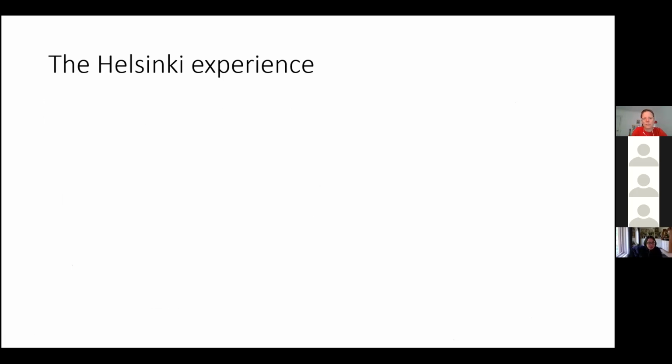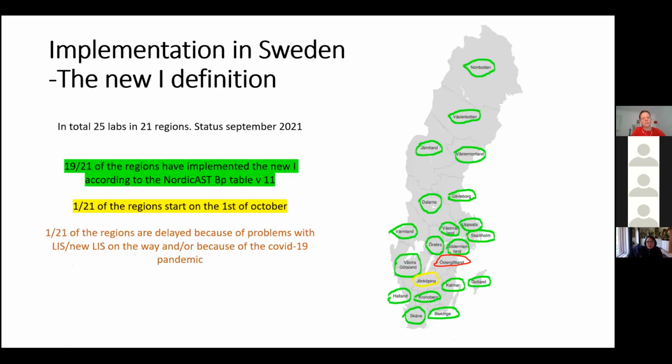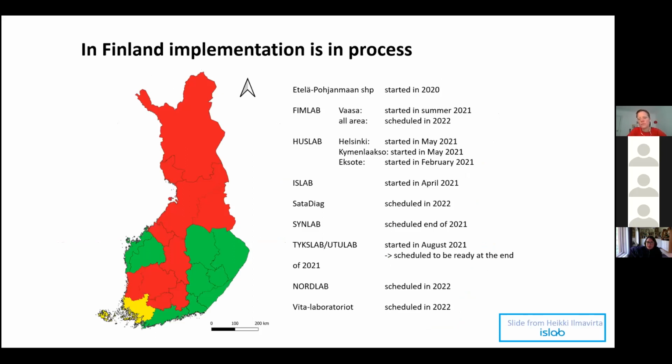So first of all, I would like to show you, Barbara, I think you have to change the slides. So I would like to show you this map of Sweden. As you can see, in Sweden, almost all the labs have already implemented the new I category. So there are only 2 labs that have not yet implemented it. So in the next slide, I have a map from Finland that Heikki Ilmavirta was doing, and there are probably some minor errors, but it gives you an idea that we still have this in process.